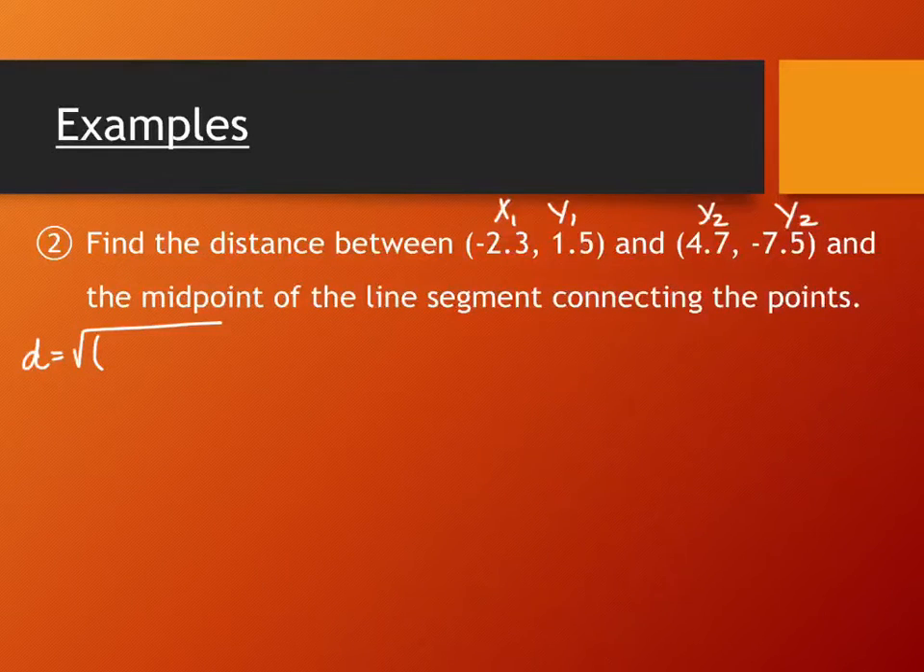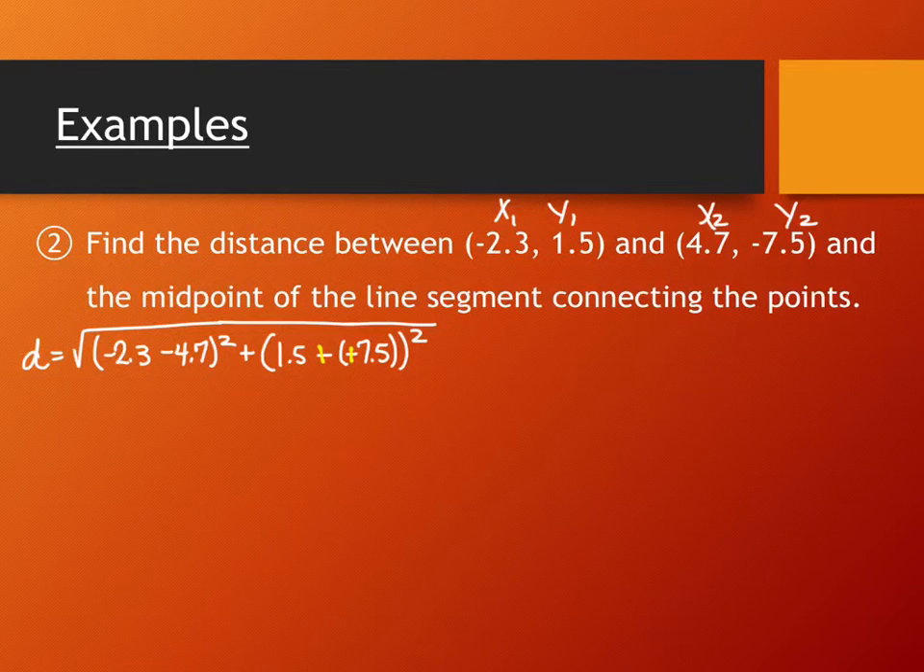So x1 is negative 2.3 minus x2, that x doesn't look very good. Let's fix that. x2 is 4.7. So minus 4.7 squared. Probably going to want your calculator to do that in a minute. The other one is y1 is 1.5. So plus 1.5 minus, and it's minus a negative 7.5, right? So we need to be careful because this one will end up being addition right here. Agreed? Minus a negative? Yeah. So be careful to notice your signs changing on that one because of the way that it worked out.